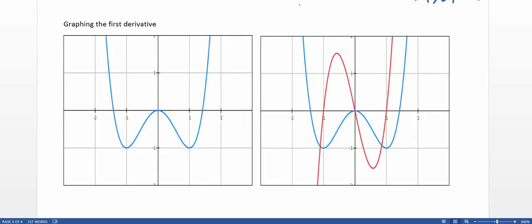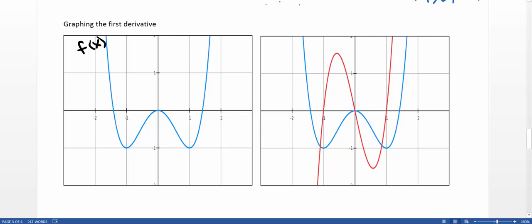So now we want to be able to take a picture of an original function and graph the first derivative. This is not an easy task, and it's something that we need to practice a lot. So here we have an original function. This is where we're going to do our analysis. On the right-hand side, you can see a graph of the first derivative in red, but we have to figure out how we go from the blue graph to the red graph.